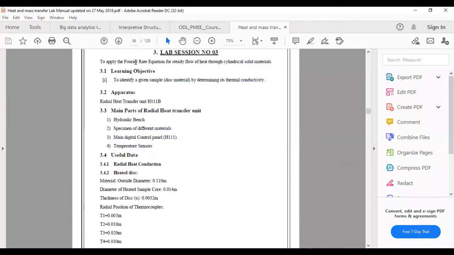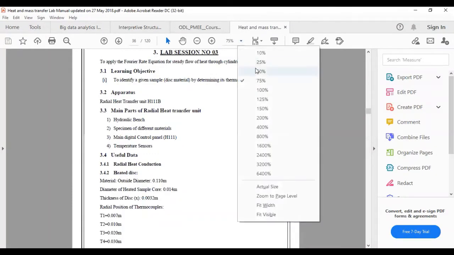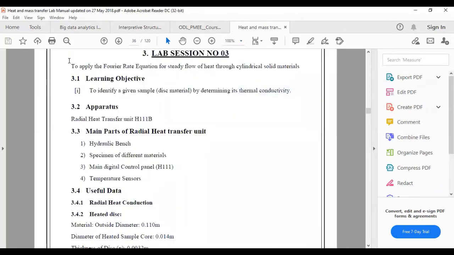Here it is, lab session number 3. The name of the lab session is to apply the Fourier rate equation for steady flow of heat through cylindrical solid materials. Its learning objective is to identify a given sample by determining its thermal conductivity. So we will use the concept of the Fourier rate equation and thermal conductivity in this experiment.